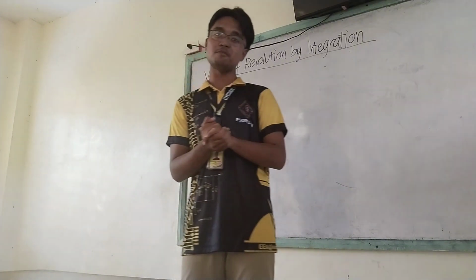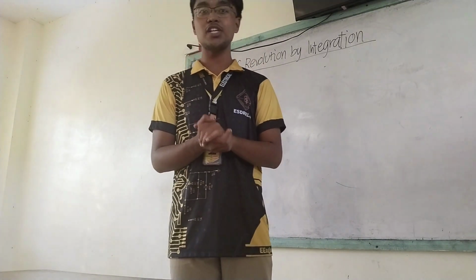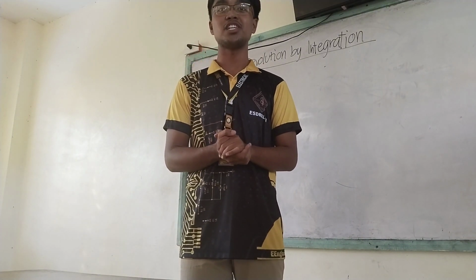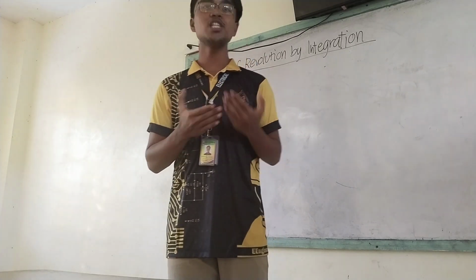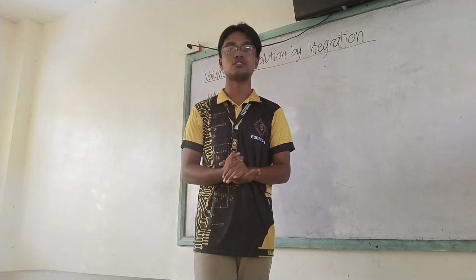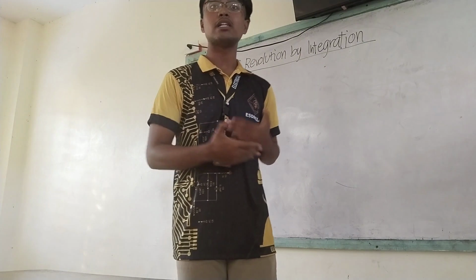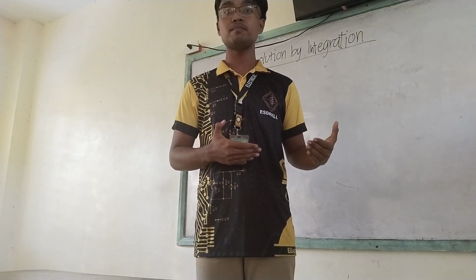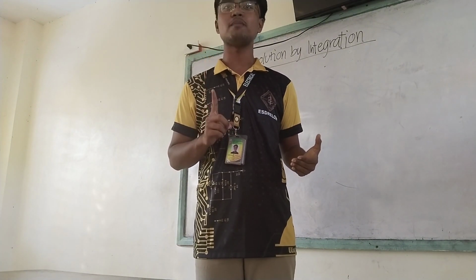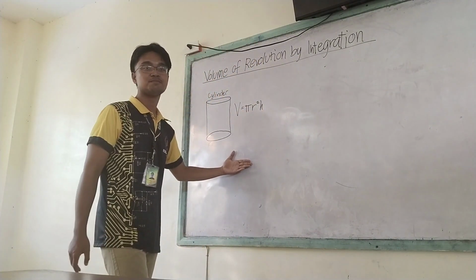From the word volume, a volume in a mathematical definition is the amount of space in a certain 3D object. So in this topic, we will be focusing on how to get the volume of that specific object or shape, but take note that the only shape we will be focusing on is the cylinder.